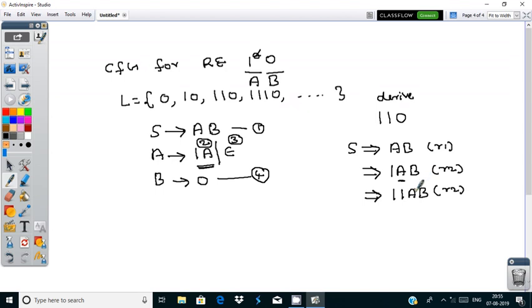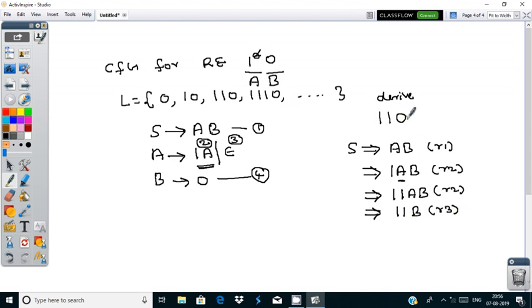Now after this, I don't want 1 to be repeated. But there is a non-terminal A which exists, so I have to somehow get rid of this. The best way of doing that is to replace this A by epsilon. If that A is replaced by epsilon, the answer will become 1 1 B, and you are applying rule number 3.